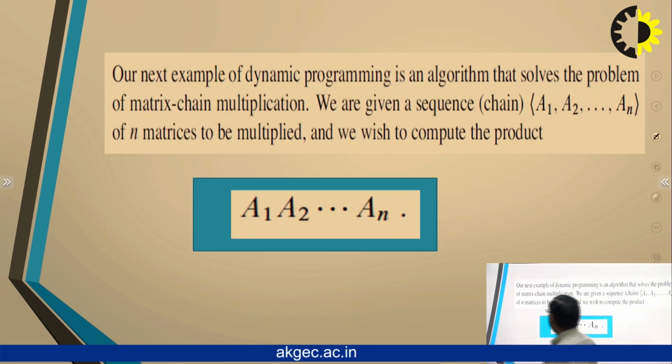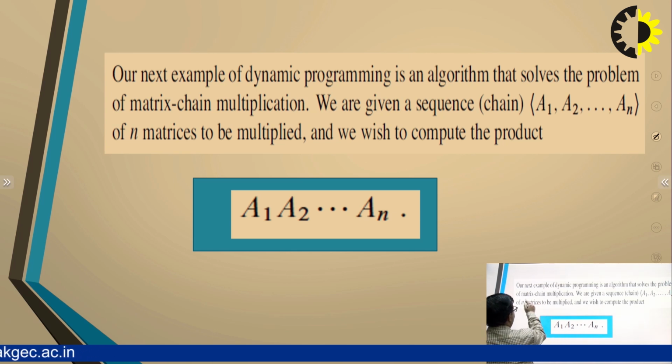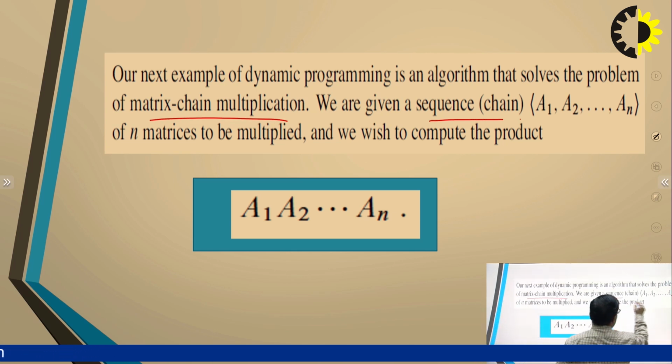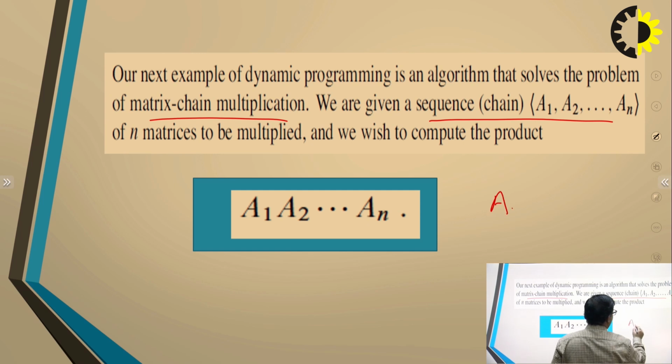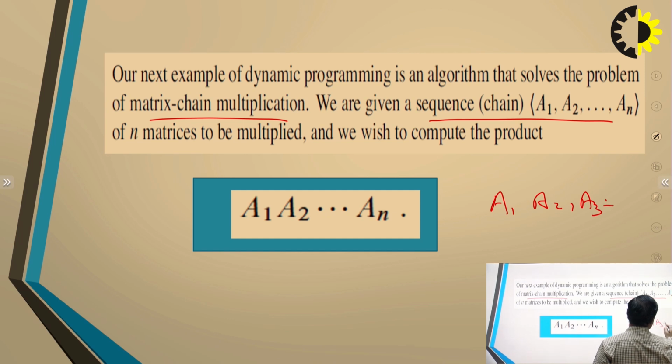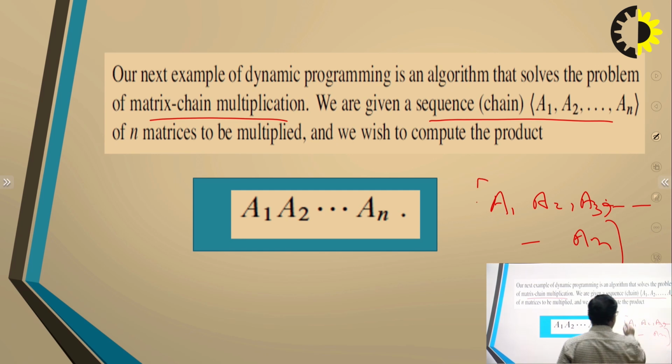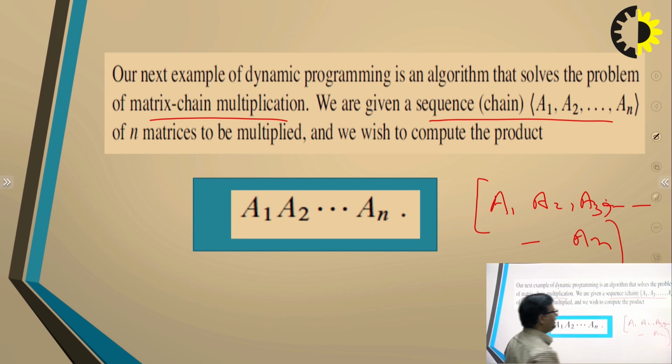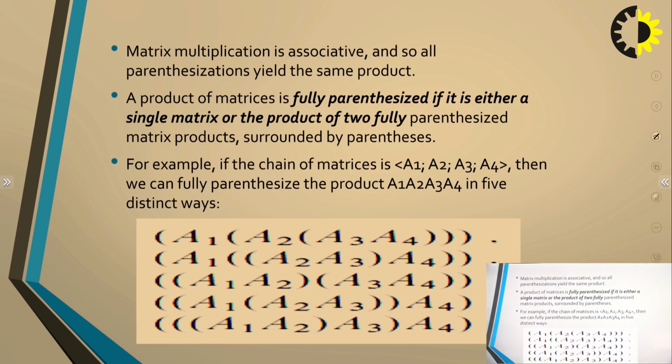Here we will take one example. Our example is dynamic programming as an algorithm that solves the matrix chain multiplication problem. We are given a chain A1, A2, A3, up to An, that is, n matrices to be multiplied. We wish to compute the product. What is the process of the multiplication?